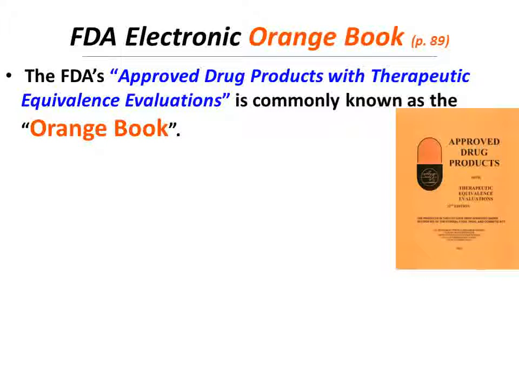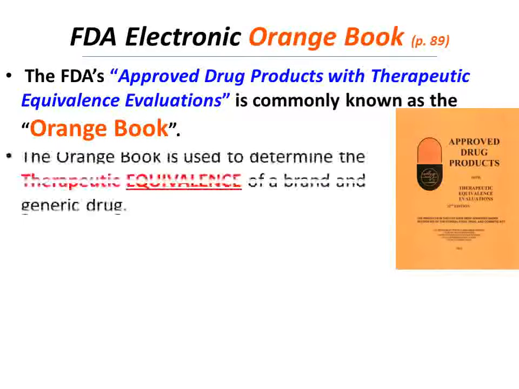The Orange Book is actually a nickname for the FDA's Approved Drug Products with Therapeutic Equivalence Evaluations. Last week we talked about therapeutic equivalence. This is the reference book that you use to find out if two drugs are therapeutically equivalent. We call it the Orange Book for obvious reasons because the cover is orange. So we use the Orange Book, as I said, to determine the therapeutic equivalence of a brand and generic drug.